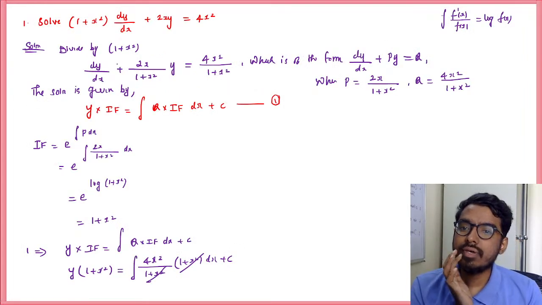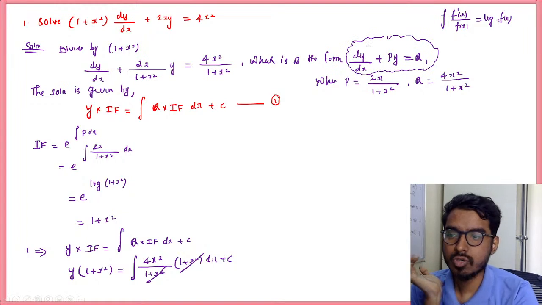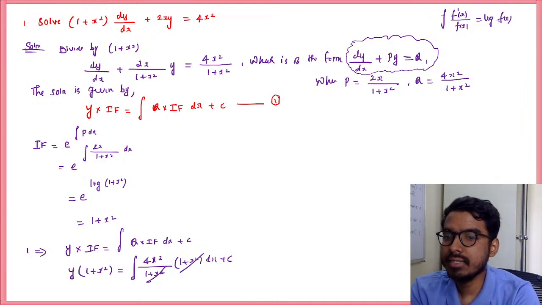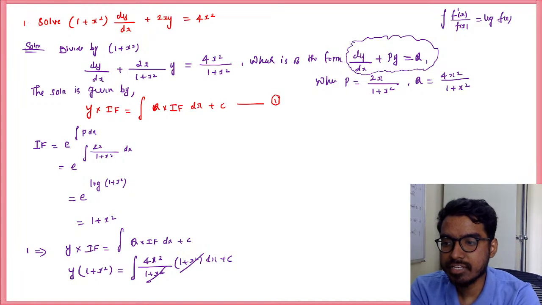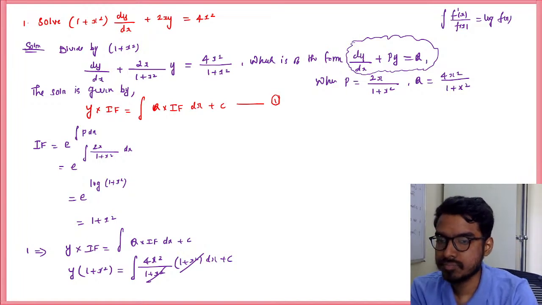Very simple. So whenever you see dy by dx, if we have an equation of the form dy by dx plus py is equal to q, where p and q are functions of x only, then it is called a linear differential equation. And how to solve this? The solution is given by y into integrating factor is equal to integration of q into integrating factor dx plus c, right? Okay. We'll move on to the second problem.